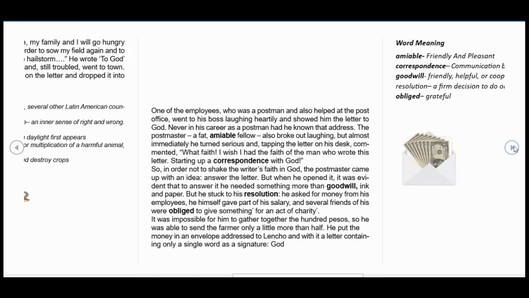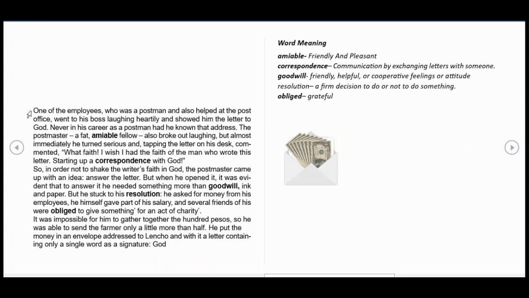In the post office, one of the postmen finds the envelope addressed to God and he laughs at it because he has never seen in his career a letter addressed to God which has no address on it. And he takes it to the postmaster. Now, the postmaster is a friendly fellow. Amiable is friendly. He's fat, but he's a friendly fellow. He also laughs, but he becomes serious and thinks, what kind of faith this man might have, which has made him write this letter. He has immense faith in God.